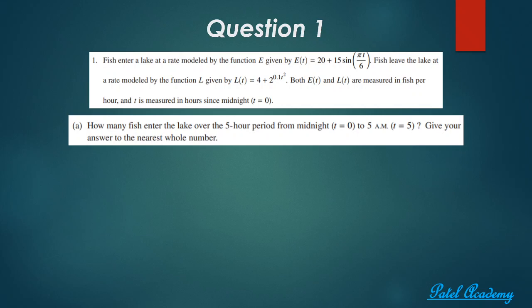So for this first one, it's asking for the total number of fish that have entered the lake. So the change in the number of fish from time t equals 0 to time t equals 5. And so what do we know about rates of change? Well, if you integrate a rate of change or a derivative, you get the change in the original function. And so for this first one, all I'm going to do is take the integral from 0 to 5 of our entry function E of t with respect to time.